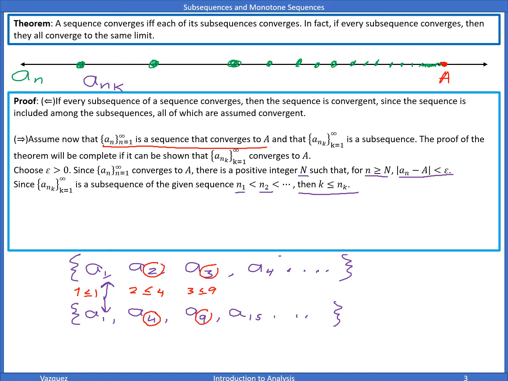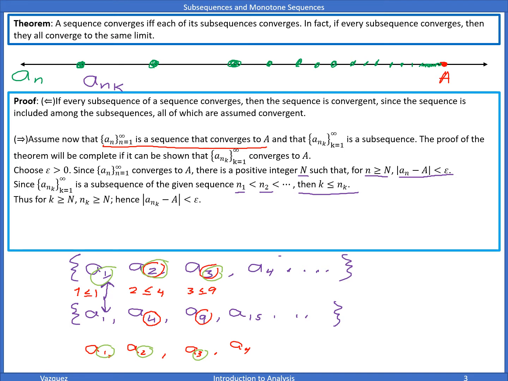And why can't we just say it's less than? Why do we have to have or equals? Well, because if we take the subsequence that's identical to the original sequence, then all the subscripts are equal to each other, right? 1 is equal to 1, 2 is equal to 2, 3 is equal to 3, and so on and so forth. But we know k is less than or equal to n sub k. What does that mean for us? Well, it means that if k is greater than or equal to N, then certainly n sub k suffices for convergence.